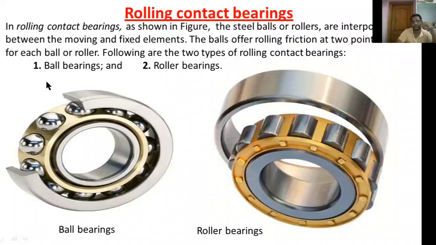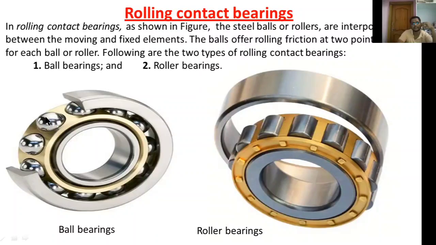The first one is ball bearings. These are examples of ball bearings, and the second one is roller bearings. This is an example of roller bearings. Both of these are in rolling contact. This is a moving element, this one is also a moving element. This is a fixed element.